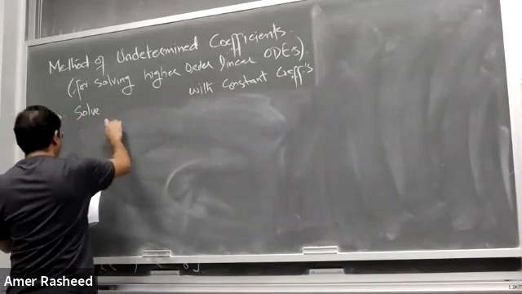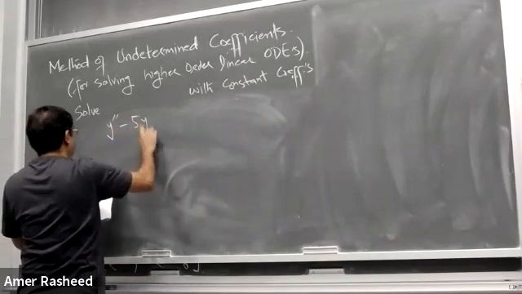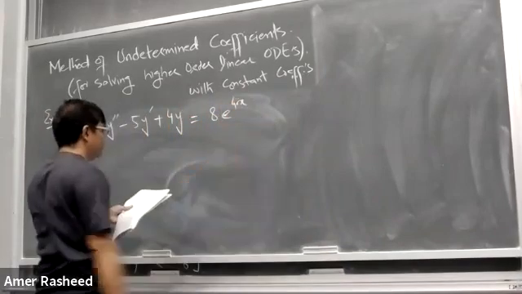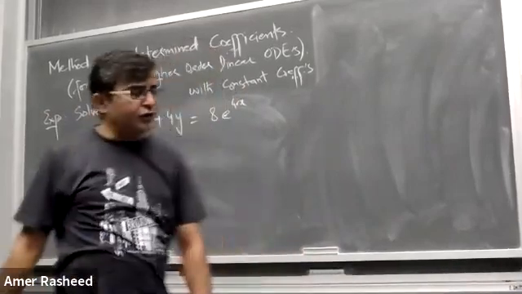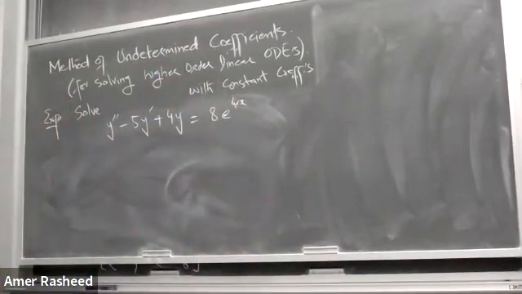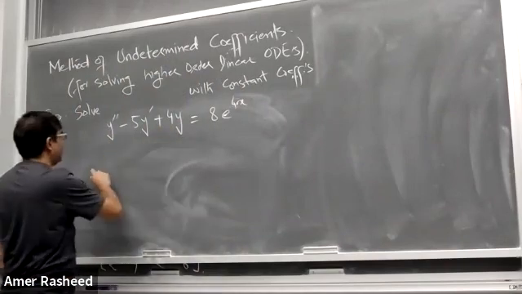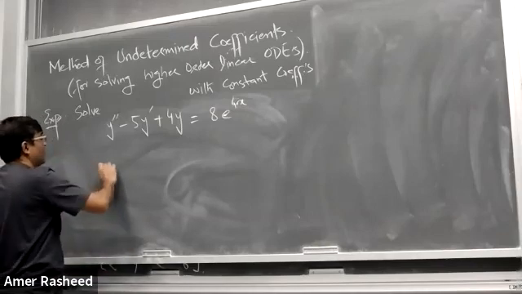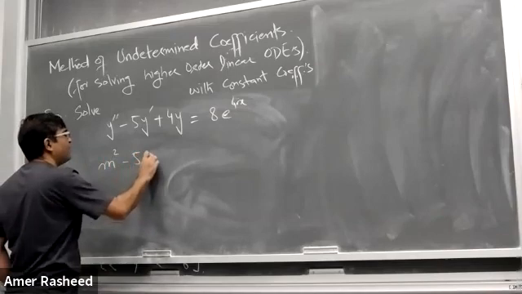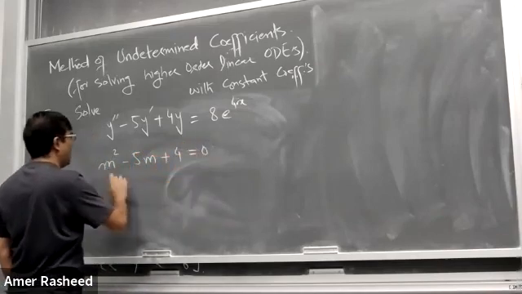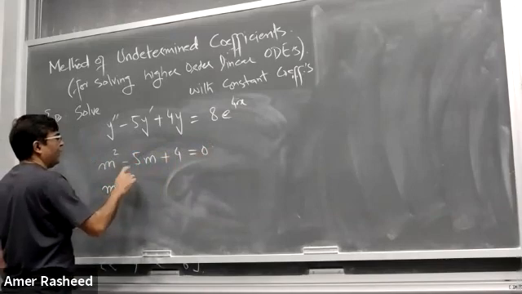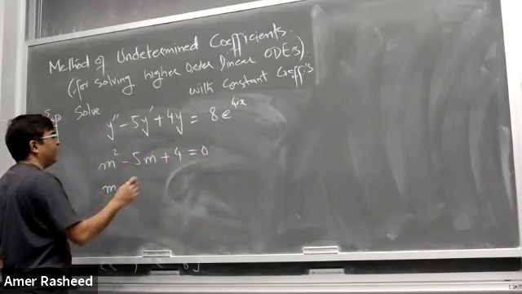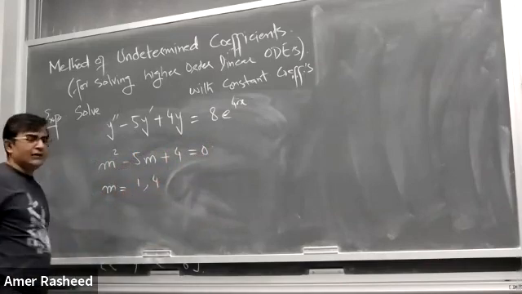Now, if we are given this kind of differential equation to solve, with right hand side 8e to the power 4x. For the complementary solution, we write the characteristic equation. The characteristic equation is m squared minus 5m plus 4 is equal to 0. Now, after solving it, we obtain the roots, and I think 1 and 4 are the roots.